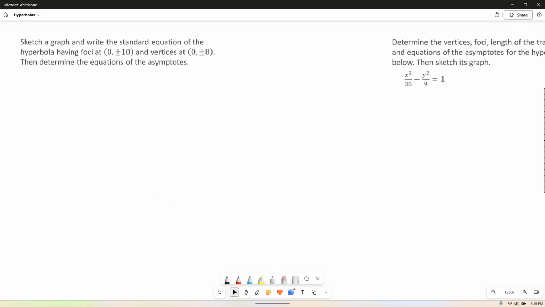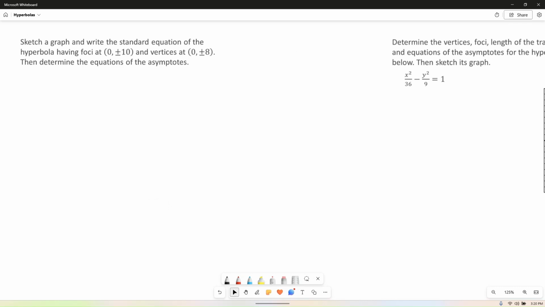Let's look at a couple examples of hyperbolas that are centered at the origin. With these, we want to be able to maybe sketch a graph or write them in standard equation. We may want to also identify some of the key characteristics of that hyperbola. So for the first example here, I want to sketch the graph and write the standard equation of the hyperbola.